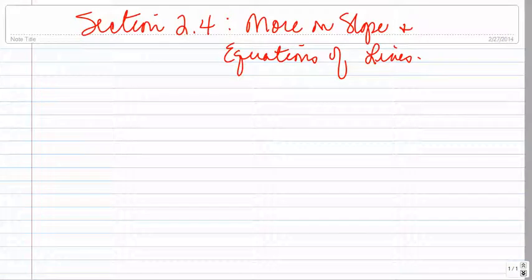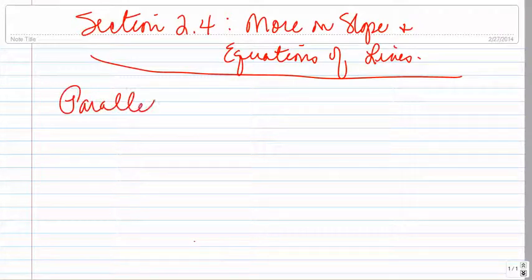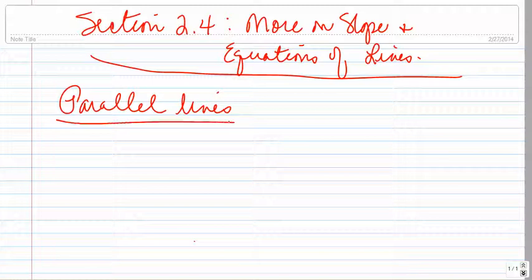Okay, this section 2.4 is more on slopes and equations of lines. And so before we get to equations of the lines, I want to review parallel and perpendicular lines. So let's talk about parallel lines first. Now, you probably remember from your geometry that parallel lines are two lines in the same plane that never intersect.